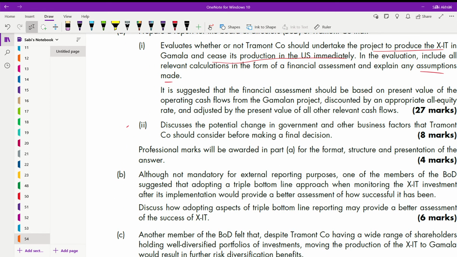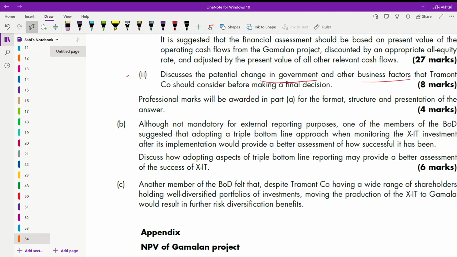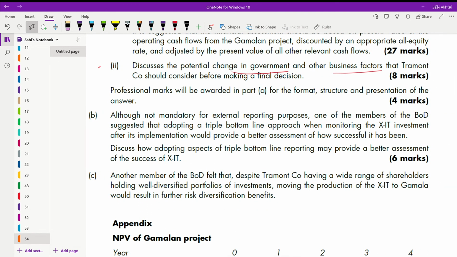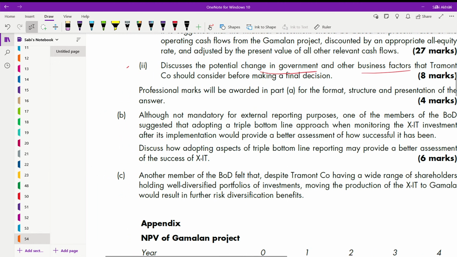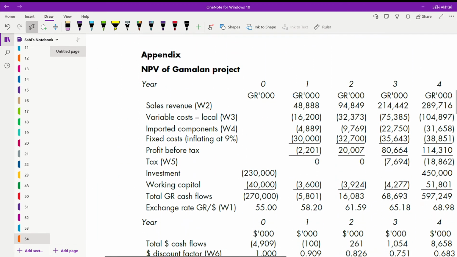In a net present value investment appraisal, you should be ready for such topics, like what happens if government changes, all macroeconomic factors. What are the business factors, business risk, legal risk, all these things based on that particular industry. Next, the B part and C part we are now going to cover here. It's a theory part. So let's go to the appendix.